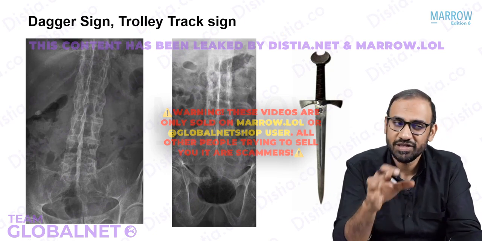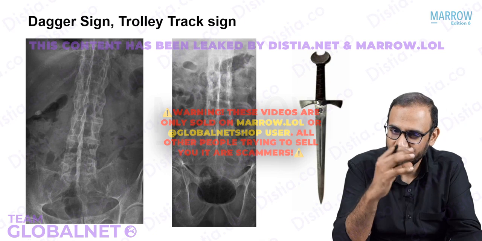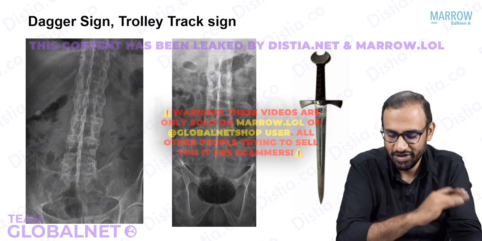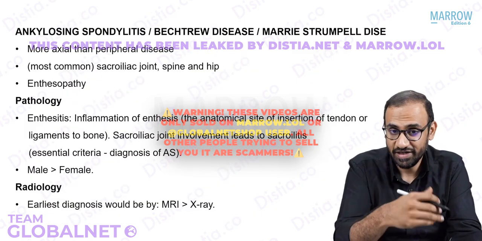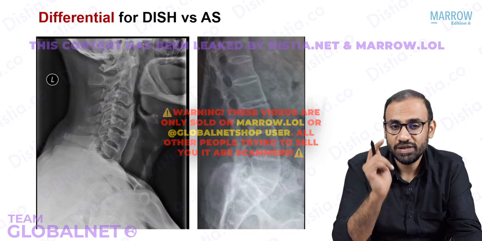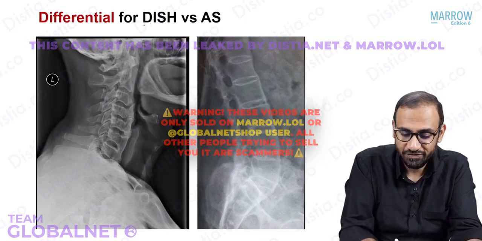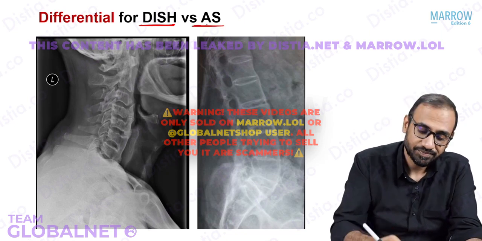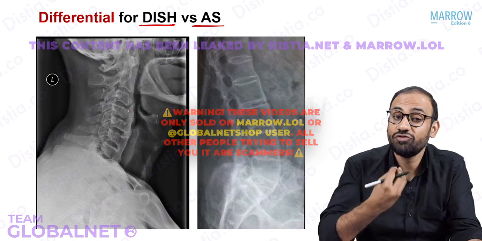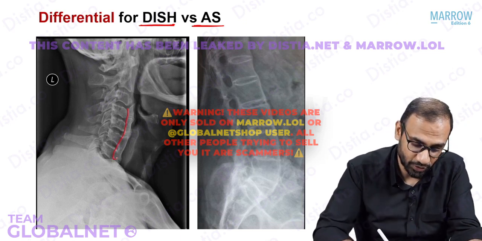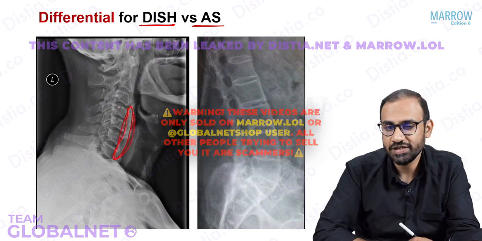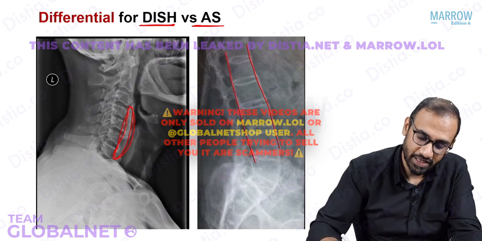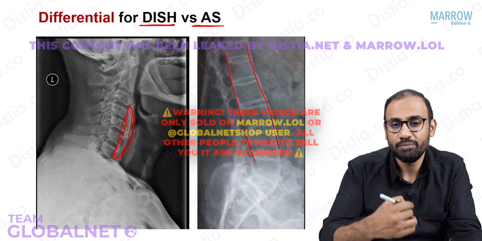Early morning stiffness, young male patient with back pain. What do you think it is? It is usually ankylosing spondylitis. Axial more than peripheral. Okay? Enthesitis, we have discussed all that. And also please be able to differentiate between diffuse idiopathic skeletal hyperostosis and ankylosing spondylitis. The key difference here is in DISH, there is anterior flowing type of ossification under the anterior longitudinal ligament. Whereas in ankylosing spondylitis, there are vertical syndesmophytes both anteriorly and posteriorly, giving you your classical bamboo spine.